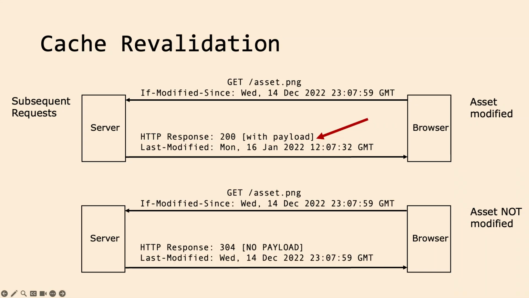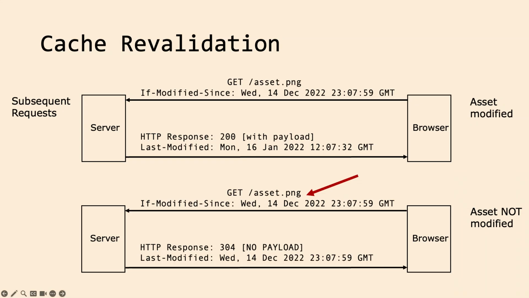Like, nope, but here's the updated copy. But the real value is what happens if the asset has not been modified. So what would happen is we would send that request over, same deal, if modified since.